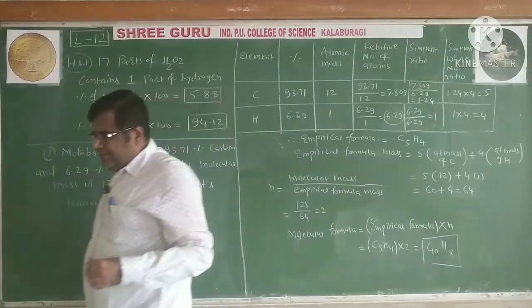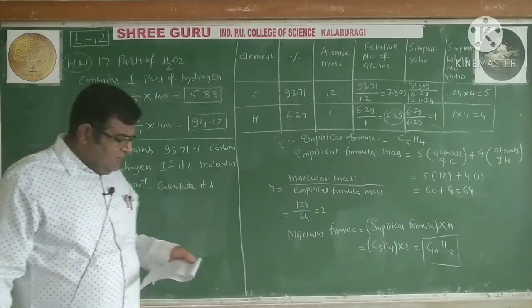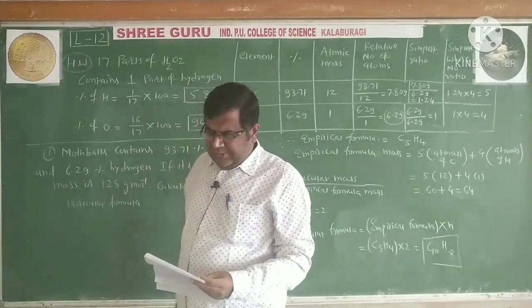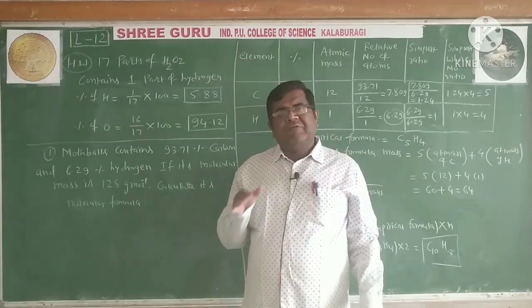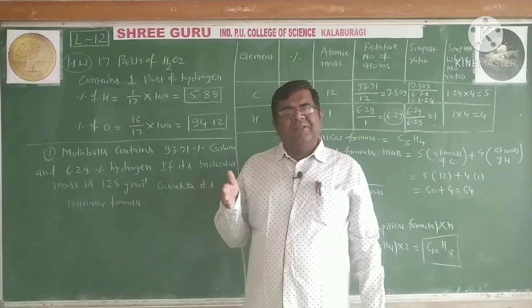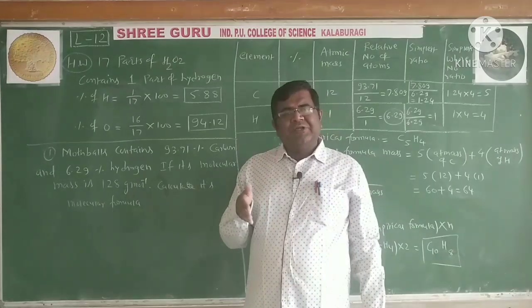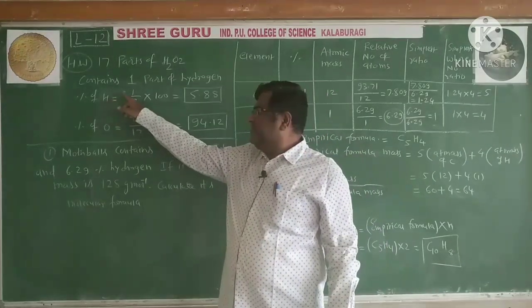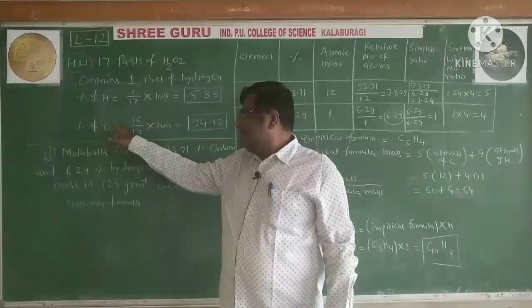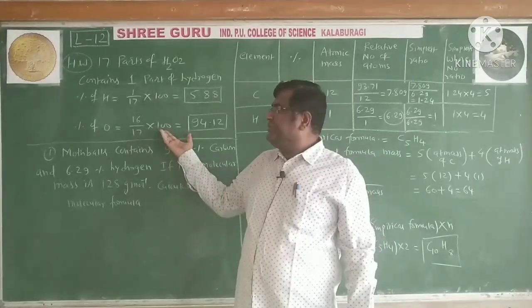The question was, in hydrogen peroxide, hydrogen and oxygen are combined in the ratio of 1:16 by mass, meaning the contribution of hydrogen is 1 and that of oxygen is 16, together 17. If we add hydrogen and oxygen mass, it is 17, and the contribution of hydrogen is 1. What is the contribution of oxygen? 16. So we can easily calculate the percentage of hydrogen and oxygen here.